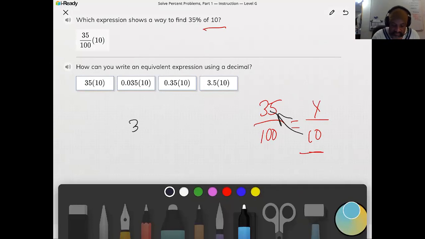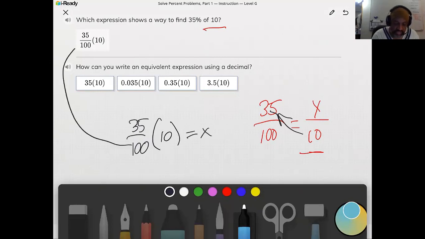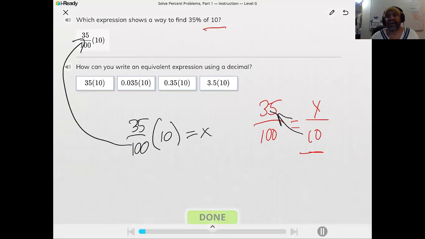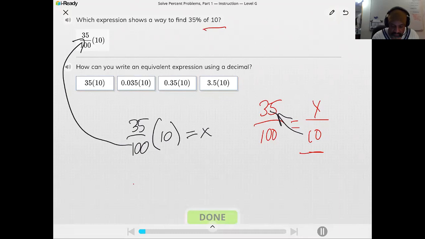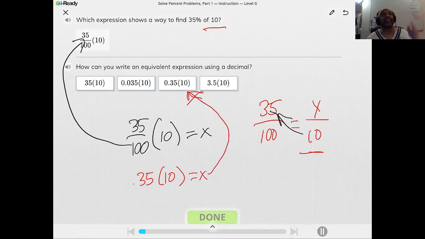So this is going to be 35 times 10 over 100 equals x, which is what they have here, right? Another way that you could write this, 35 over 100, if you write it as a decimal, is going to be 0.35 times 10, same thing, which is this choice right here, right? So they're going to give you two ways to write it, as a fraction and as a decimal. Doesn't matter, they both work because they're equivalent.